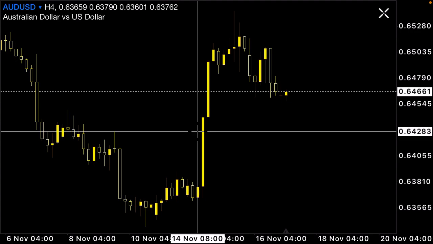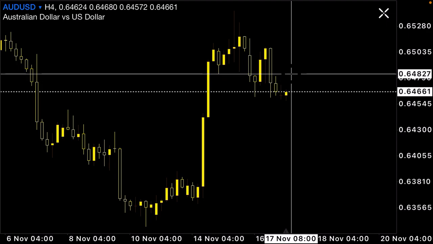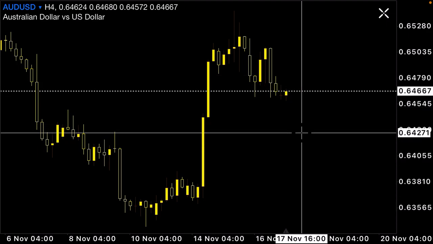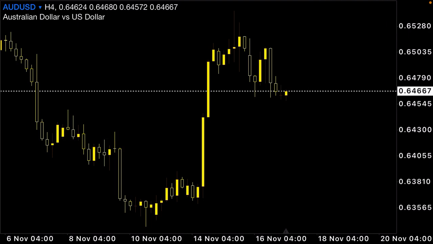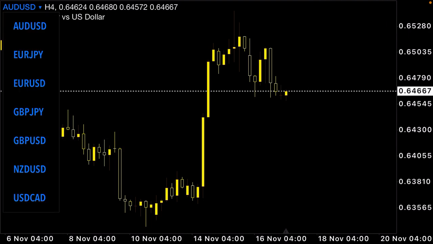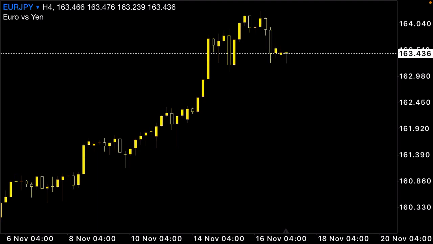And then this little X at the top right hand corner up there, tap that. This marksman thing, you know, to show stuff and to measure stuff or whatever, just tap that X at the top and it'll go away. So anyway, here's another one. The next one down is the Euro Yen, EURJPY. I'll tap on that one, and here's what that looks like.